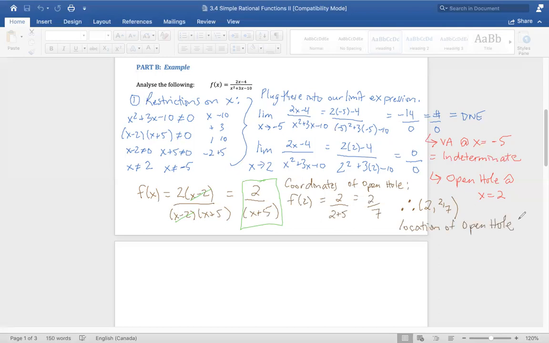Okay, let me see if I can continue on down there a little bit. Slightly, I probably can fit the behavior around the vertical asymptote in here, and then I'll have to clear and move up, okay?